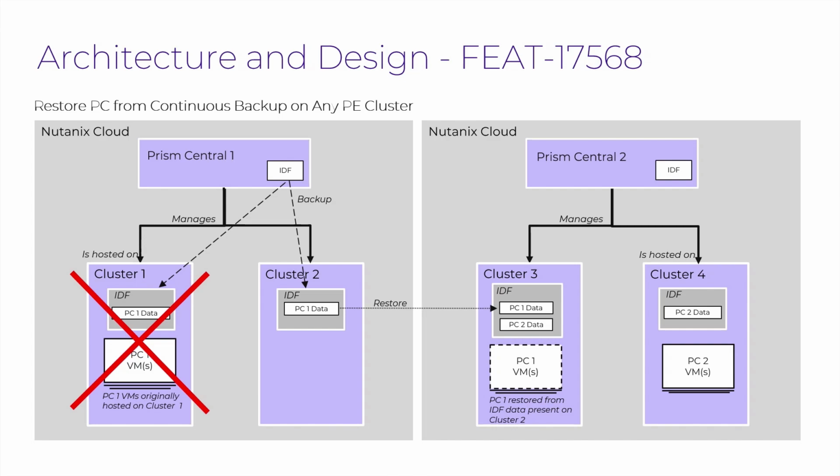So, in the event that we lost cluster 1, with this new feature, we can now restore Prism Central 1 on cluster 3 if we desired. It is no longer a requirement to restore on cluster 2 where it was previously being continuously backed up. And there you have it. That's how this new feature would essentially work on a high level.